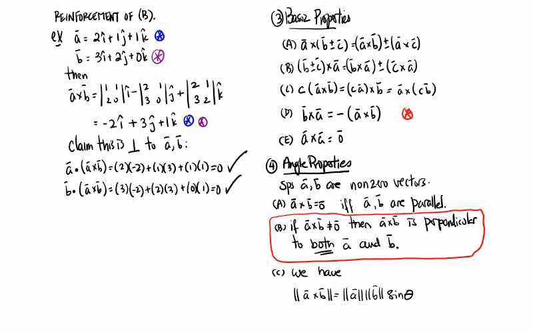Okay. So now let me just draw a picture of what's happening here. So let's say visually, how does A cross B look, let's say, compared to A and B?